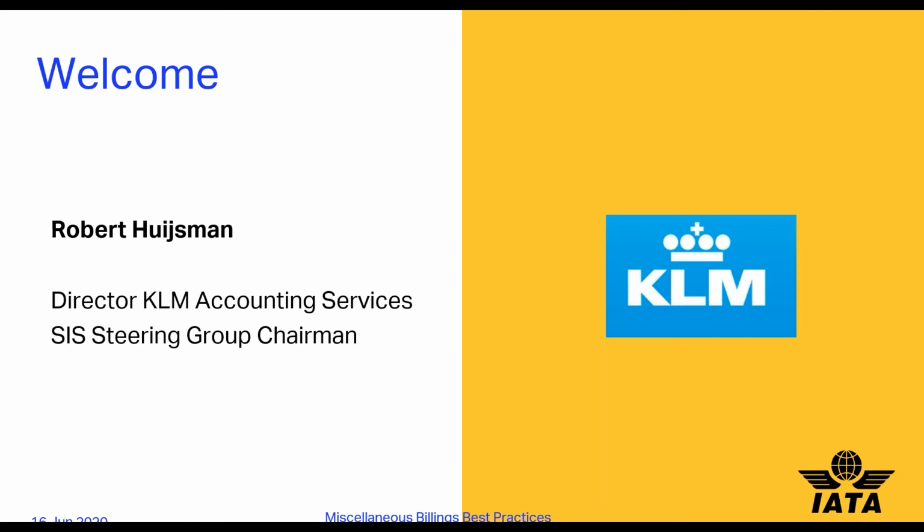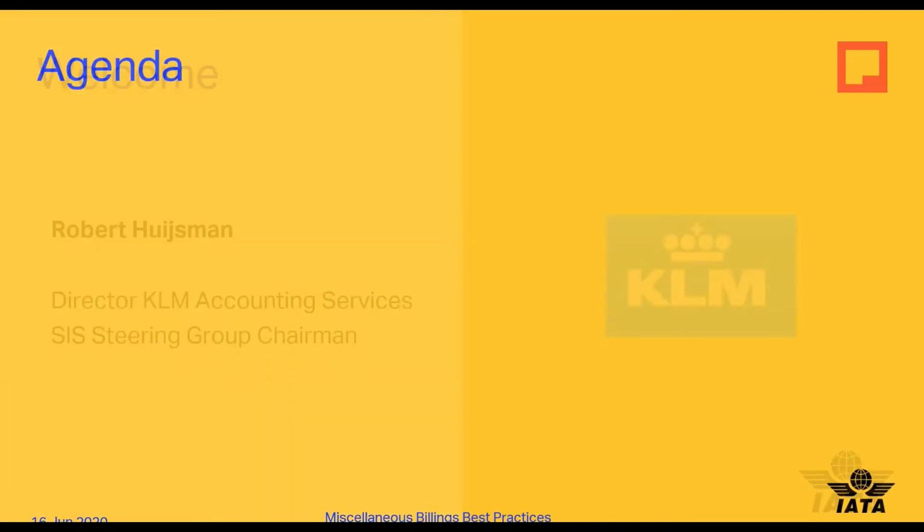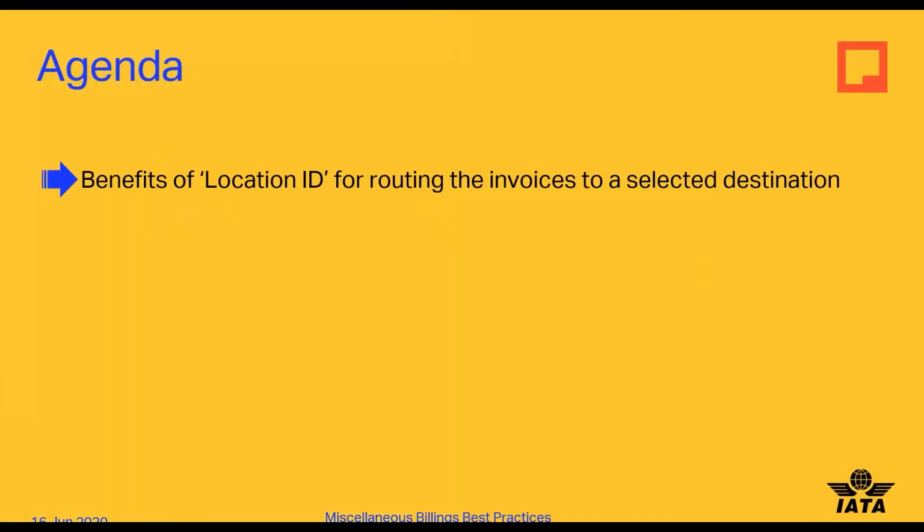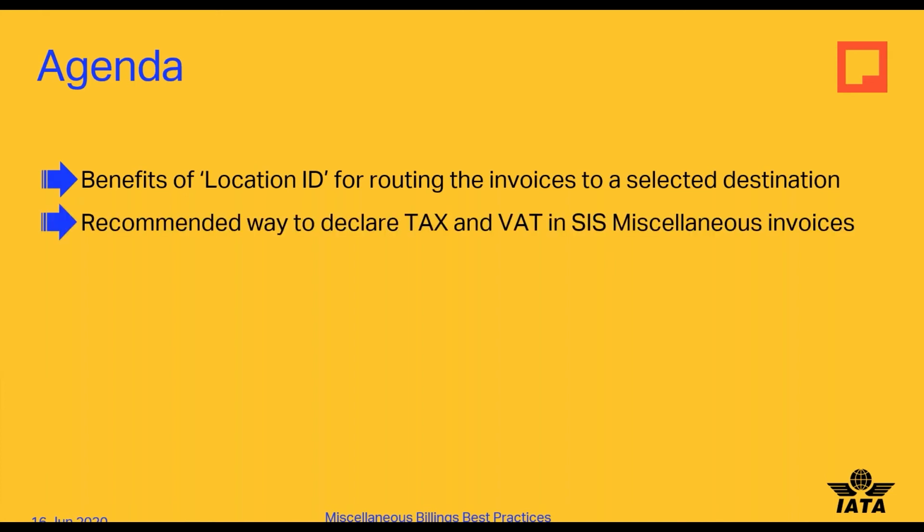Thank you, Rob. So we start with the agenda. With the agenda, we'll go through the location ID. That is a feature that is designed to route invoices to a certain person or certain system, depending on how the airline is set up. Then we will give some recommendations on how to use the tax and the VAT in the SIS invoice, because we see that there is some change sometimes.